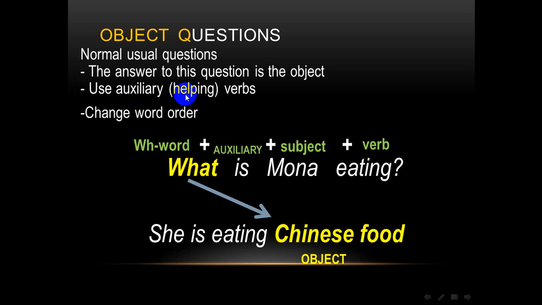You should use an auxiliary verb or helping verb after the WH word and before the subject. Then change the word order. Like here: WH word plus helping or auxiliary verb plus subject plus verb, and don't forget the question mark. Like here, what is Mona eating? Yes, she's eating Chinese food. Here we have the Chinese food in yellow as the answer.